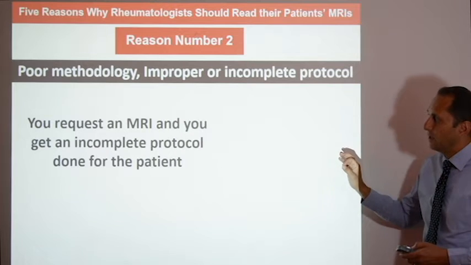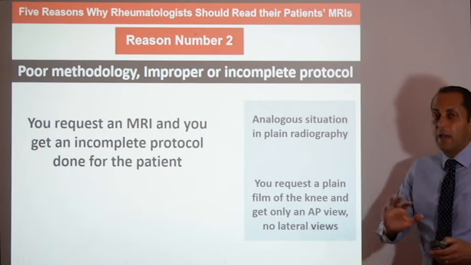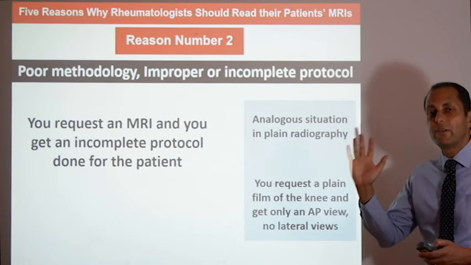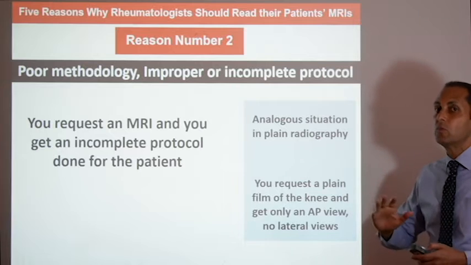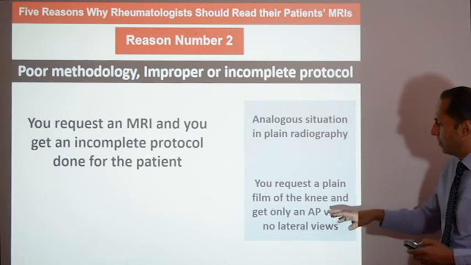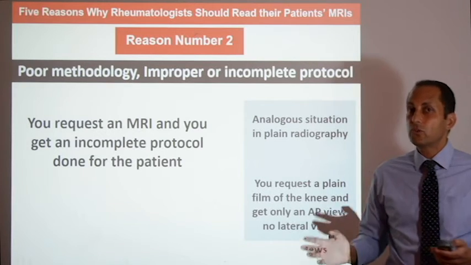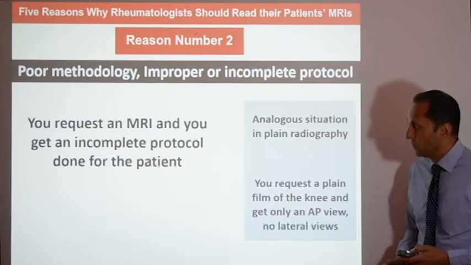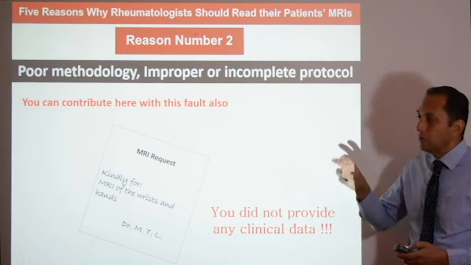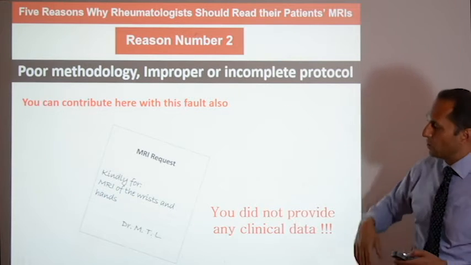You request an MRI and you get an incomplete protocol done for the patient. I will describe an analogous situation always in the plain radiography setting because this is what most of us are quite familiar with. You request a plain X-ray of the knee and you get only an AP view, no lateral views. You cannot check the patellofemoral joint. You as a rheumatologist, by the way, if you do not have enough experience, you can contribute to this fault also. Look at this request.